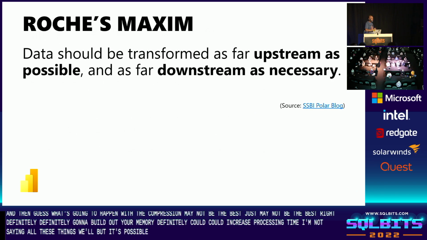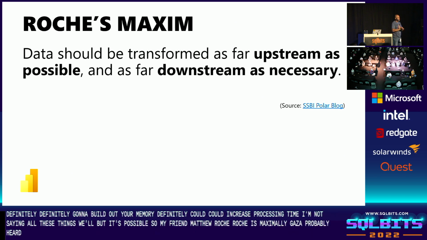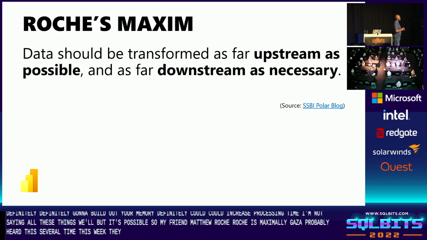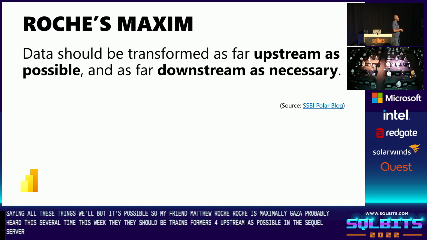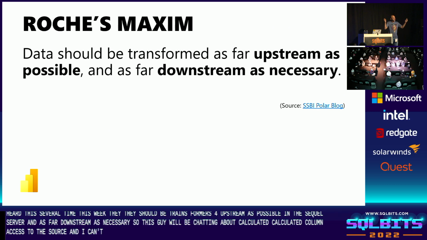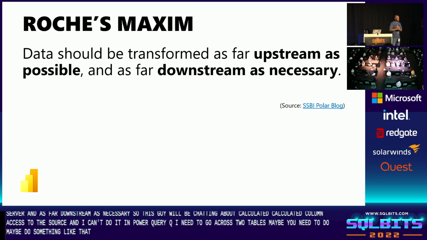So my friend Matthew Roche, Roche's Maxim, you guys have probably heard this several times this week. Data should be transformed as far upstream as possible, in the SQL server, right? And as far downstream as necessary. So this guy, we were chatting about calculated columns. He's like, I have to create a calculated column. I don't have access to the source, and I can't do it in Power Query because I need to go across 2 tables. Maybe you need to do it, right? Maybe you need to use that RELATED function and do something like that. Don't use LOOKUPVALUE. Use RELATED. It's much better, okay?